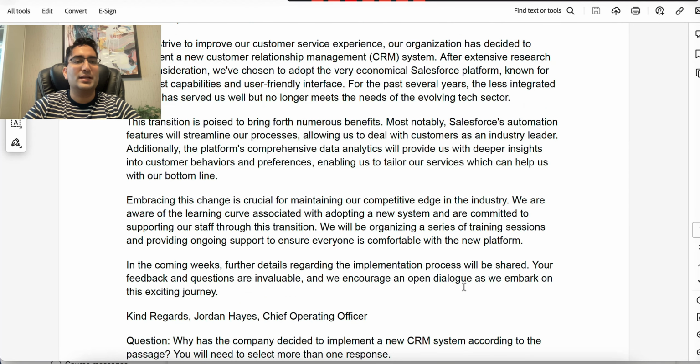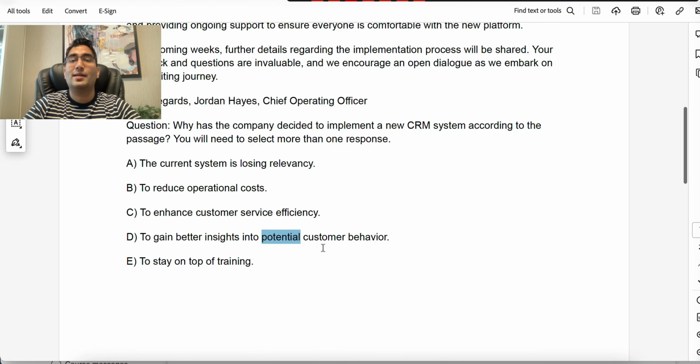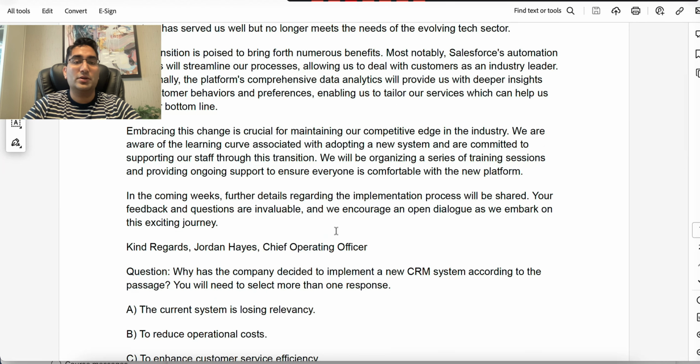It's talking about the present behaviors, or maybe it's talking about the past. It's not mentioning future anywhere. And because of that one word, we cannot put this as the answer. Now let's get the next one. To stay on top of training. Yes, there was something about training mentioned.